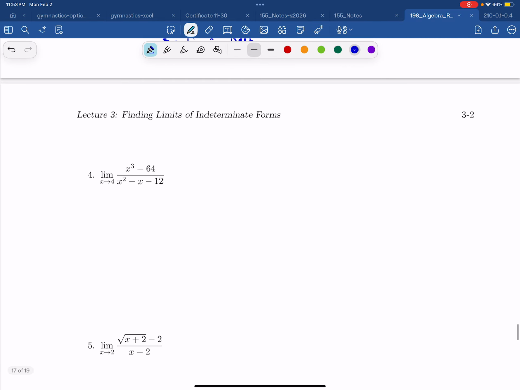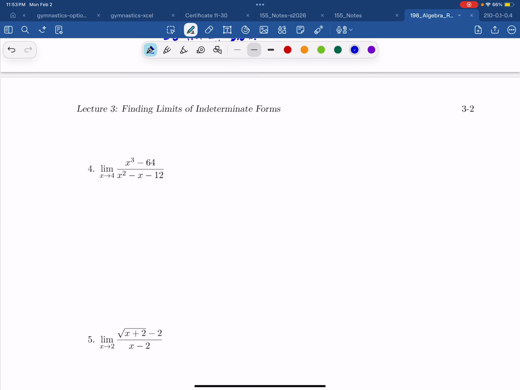All right, moving on. Let's check out this example. This is a little weirder looking. If we plug in x equals 4, we sure enough get 0 over 0. This one may not be so clear how to factor. We didn't discuss this in the algebra review, but here's how you do it. You can factor out x minus 4, and you get x squared plus 4x plus 16.